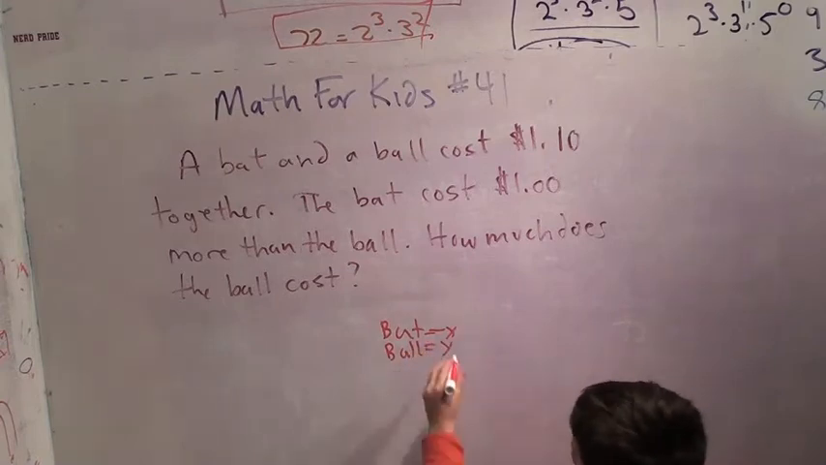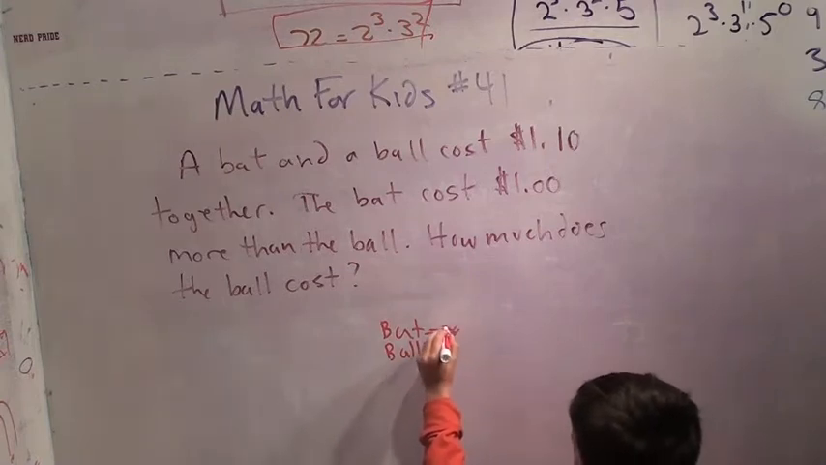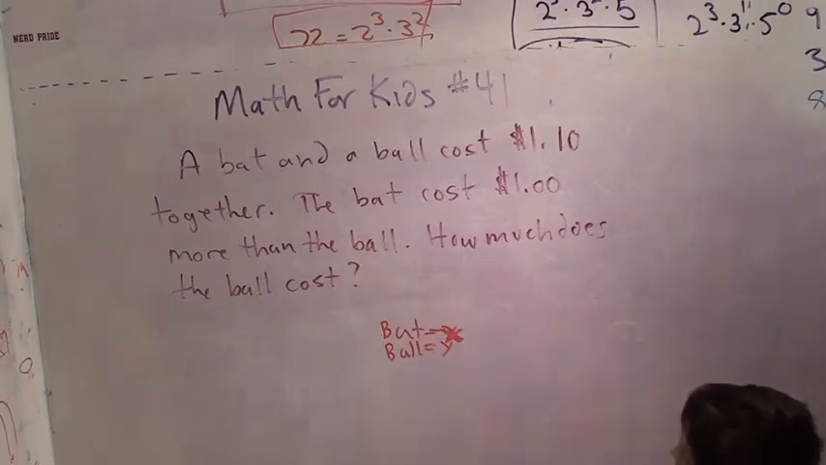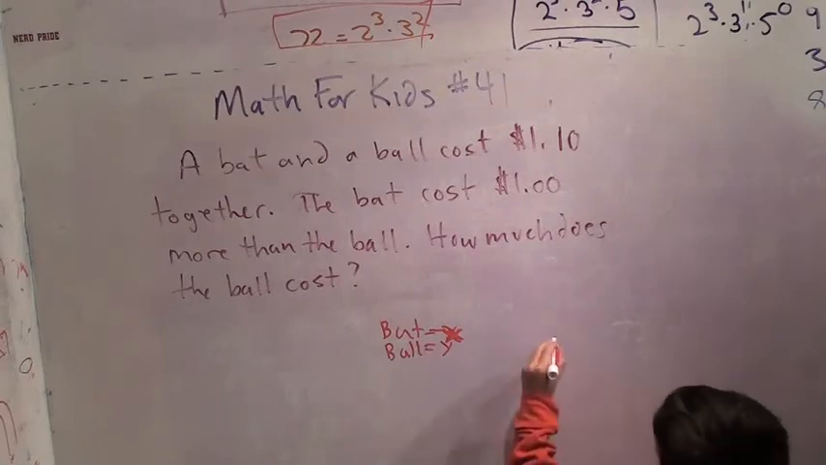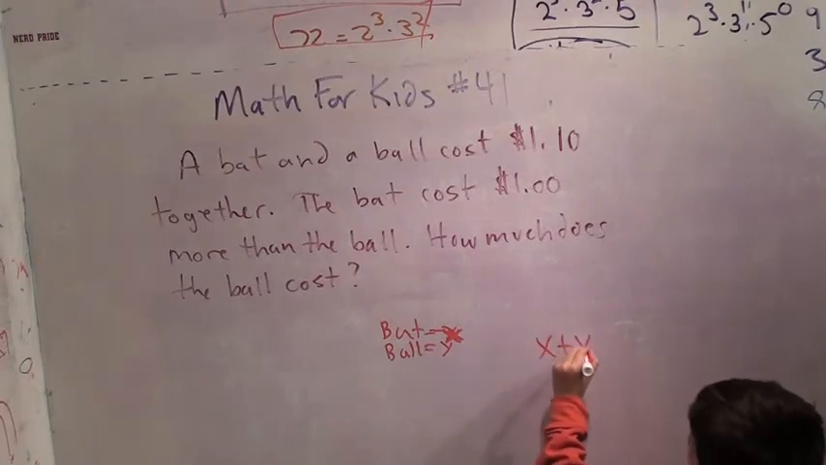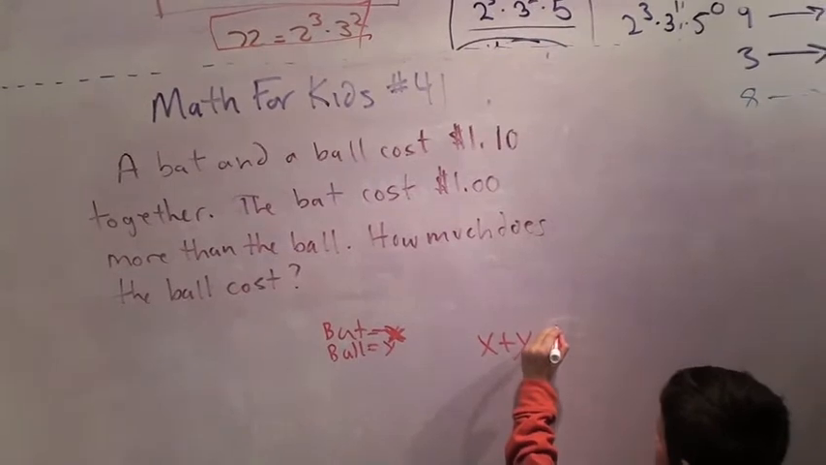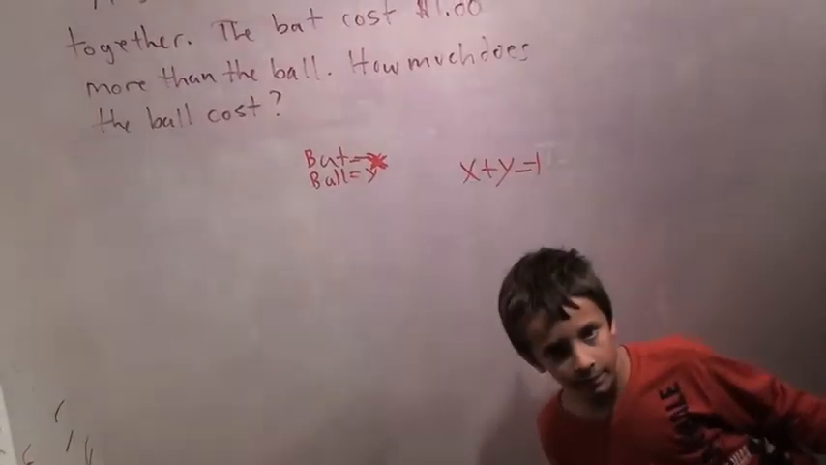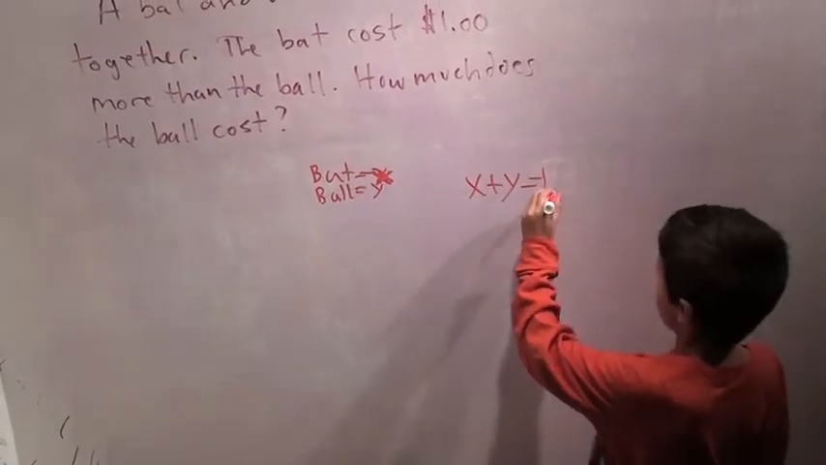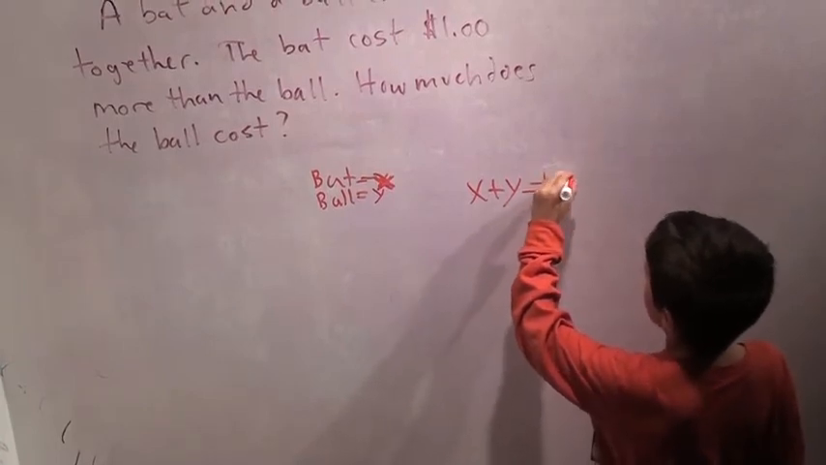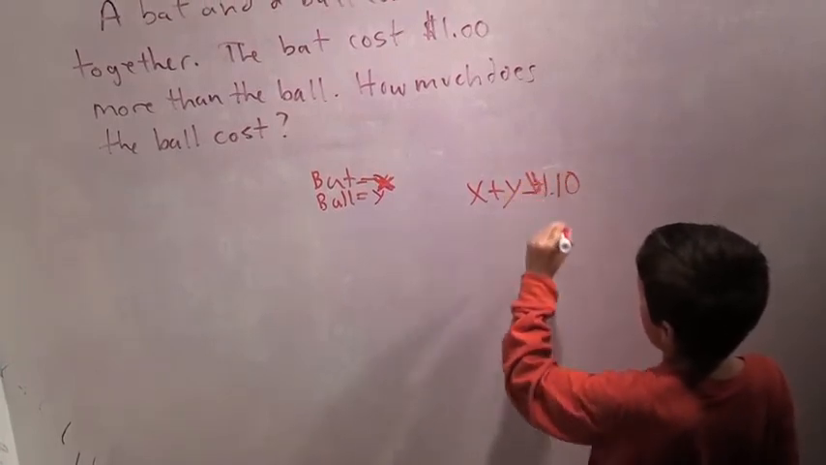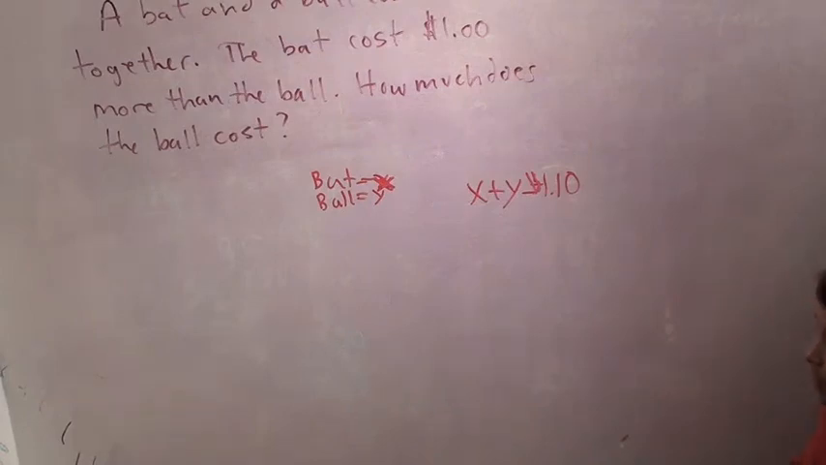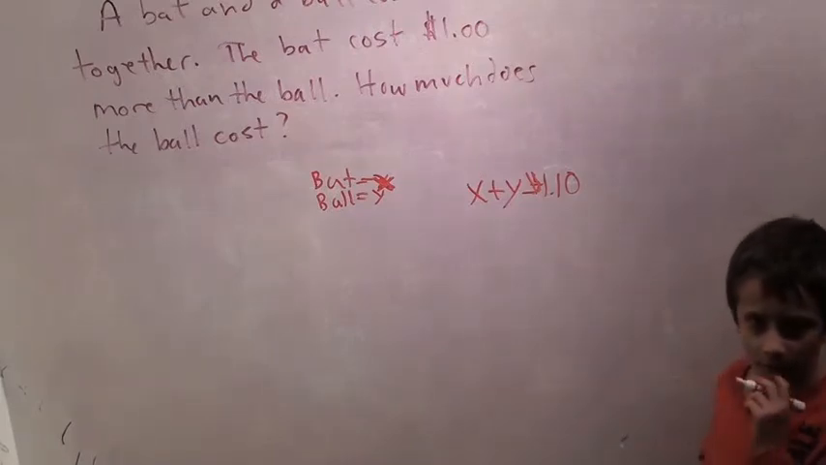Okay, the bat is X and the ball is Y. That's a good start. So we know that X plus Y equals 110. What does it equal? $1.10. Okay, X plus Y equals $1.10. What else do we know? And you know that X minus Y equals $1.